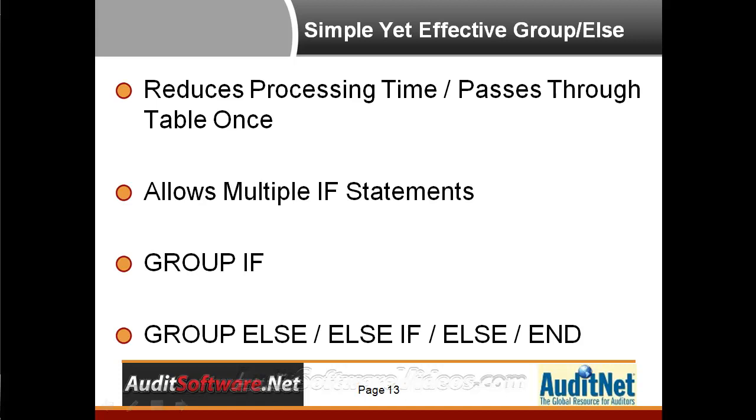ACL basically works by passing through a file on a record by record basis. And the more you can get done as you go through that process, so, killing many birds with one stone, let's say, the better off your processing efficiency will be in the actual script. So our goal here is to group commands together so that we can reduce processing time while passing through the table once. You can create multiple if statements if you'd like.